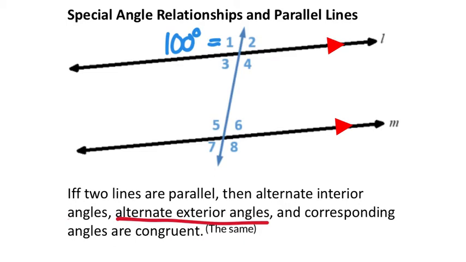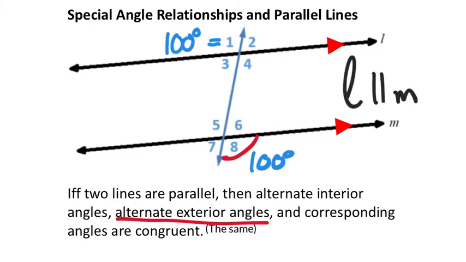So what would its alternate exterior angle be? It'd be angle 8. That means that angle 8 also has to be 100 degrees. How do I know that? Because lines L and M are parallel. How did I know that? Because of the arrow marks right there. Of course, it's possible on the assignment, you just may see line L is parallel with line M, something like this. Is there another relationship we can find with angle 1?